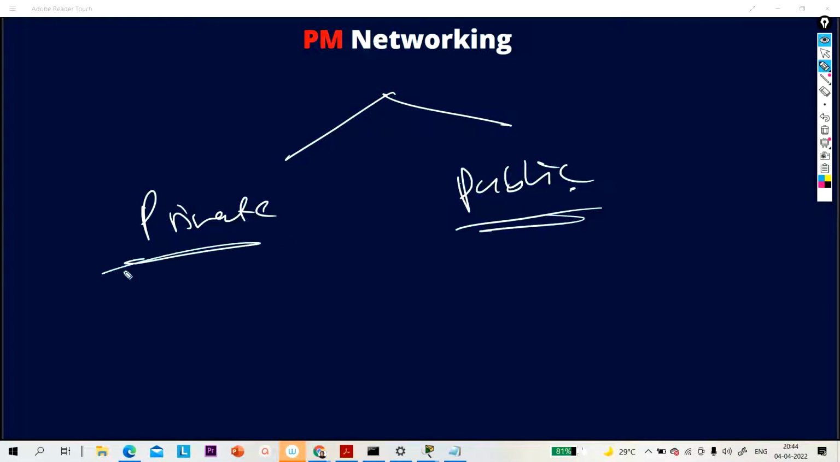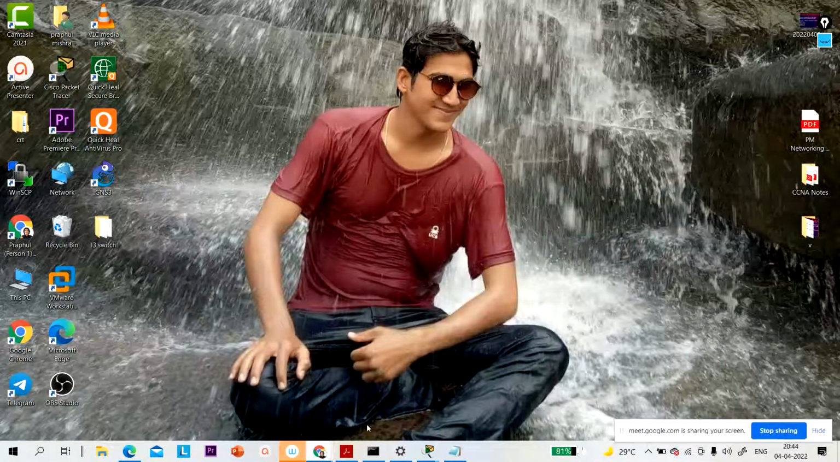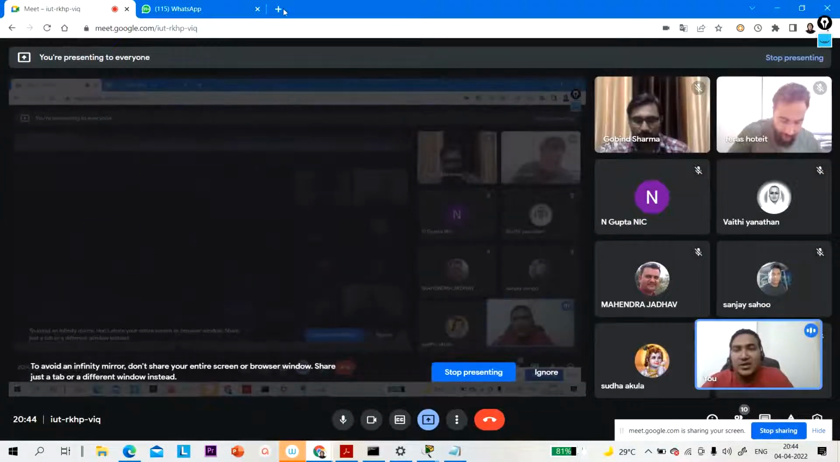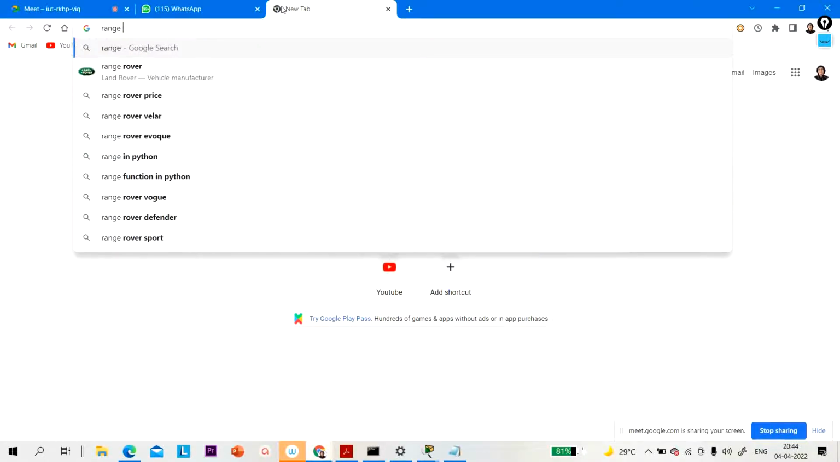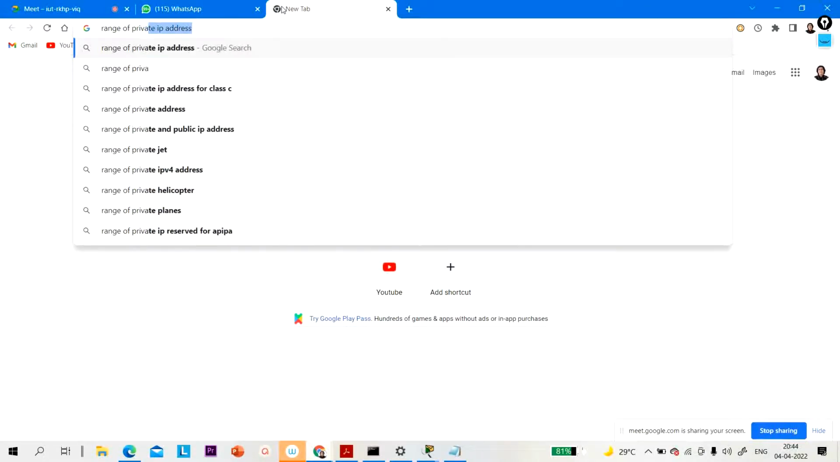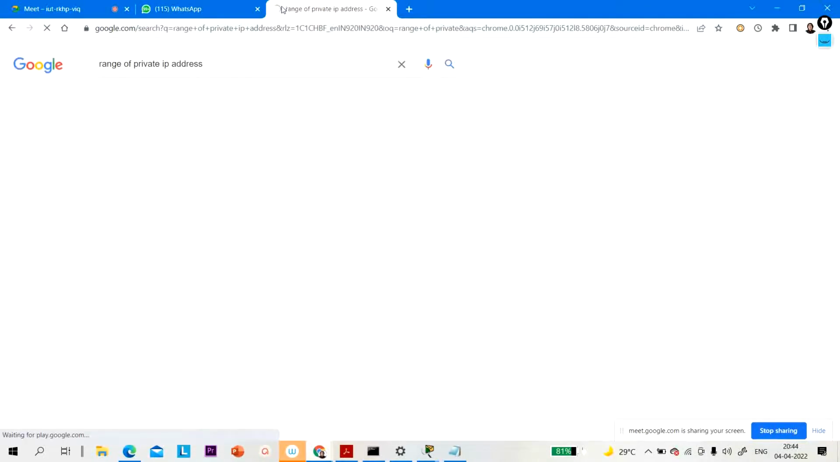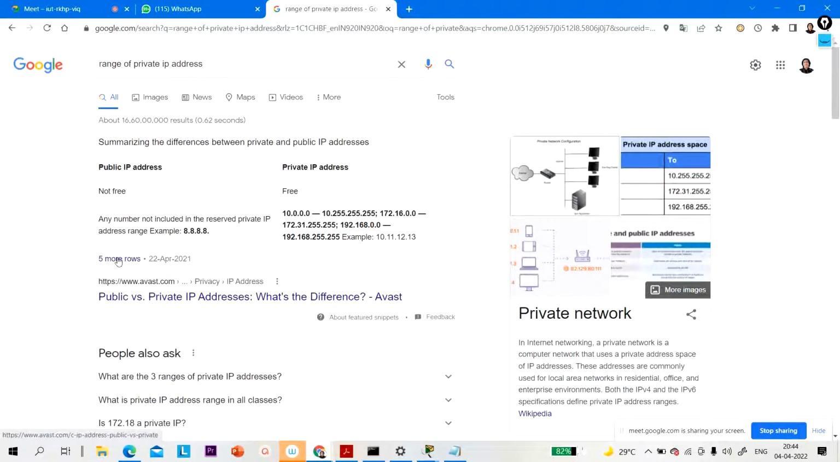What is the difference between private IP and public IP? What is the range? I am not going to discuss the range; you can check the range on Google. But what is the logic to divide into private and public? The private range is the 10 series complete, 192.168 complete, and 172.16 to 172.31.